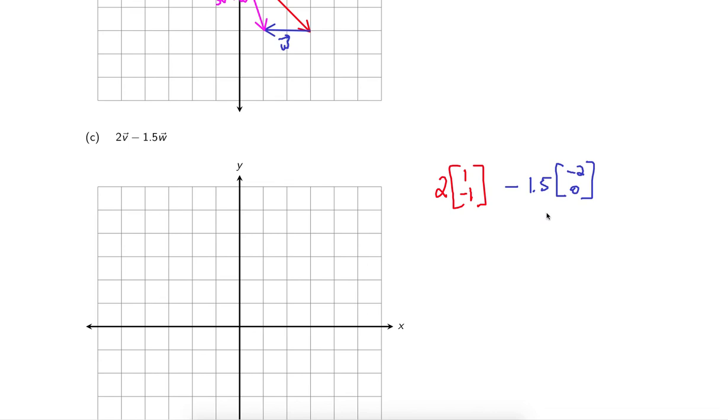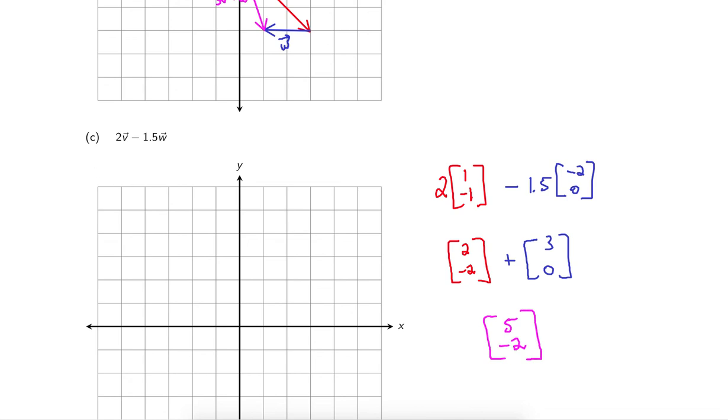So 2 times this vector will give us 2, -2. And then -1.5, we can take care of the negative right now if we like. -1.5 times -2 is 3 and 0. Or we could have kept the negative, and this would be a -3 and a 0. So we'd have minus a -3, which is going to end up as +3 anyway. So our result is 2 plus 3 is 5. -2 plus 0 is -2.